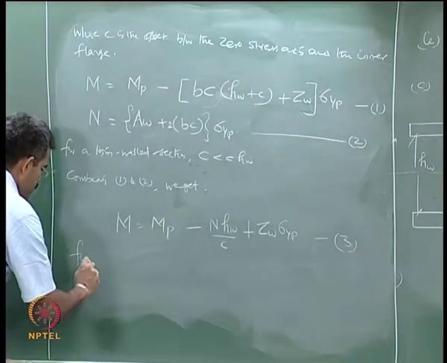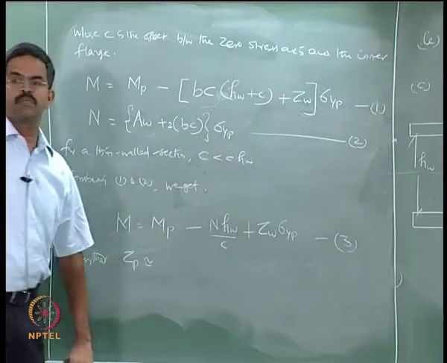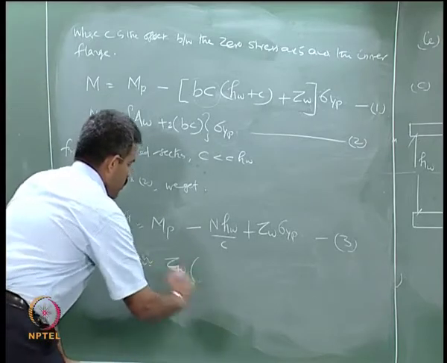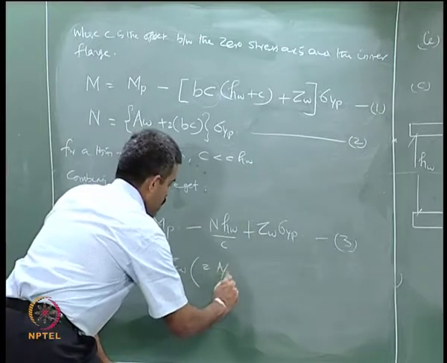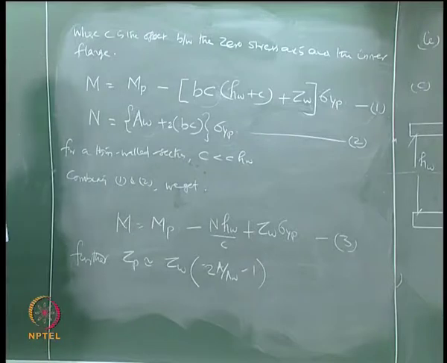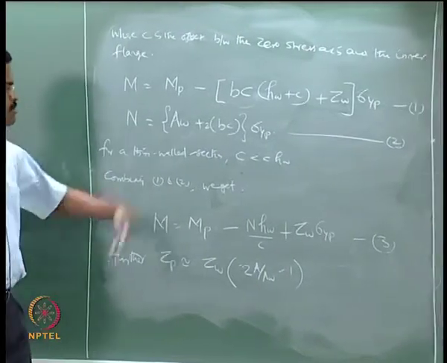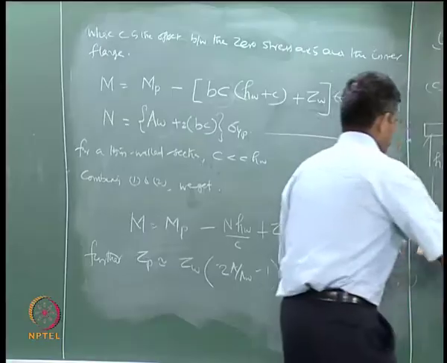Further, ZP in this section is approximately equal to ZW of 2A by AW minus 1, is it not? That is what we have seen in the last derivation for the I section. So substituting back here, I now generate the interaction diagram.